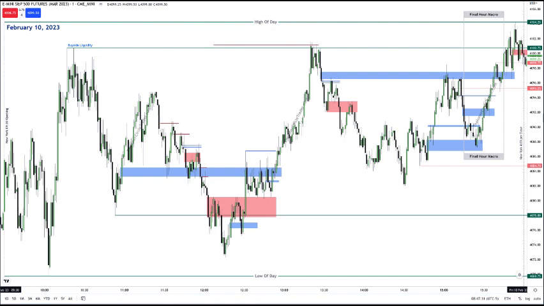If you look on the right-hand side of your chart, take one more swig of this spring water here.